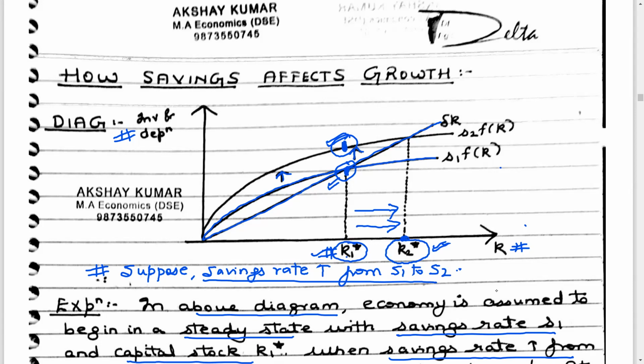Because at K2 star, the new capital added by investment will exactly be offset by depreciation. So at K2 star, there will be no change in capital stock per worker. And since there will be no change in capital stock per worker, there will be no change in output. No change in output means no growth. So understand this, guys. Savings will cause growth only temporarily when you move from the initial steady state to the new steady state. But once you have reached the new steady state, growth will not happen.